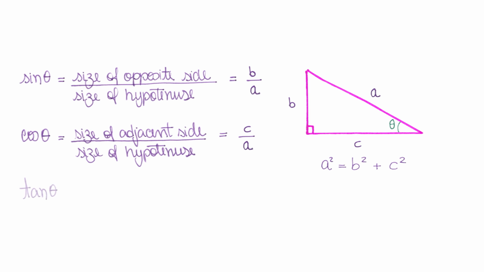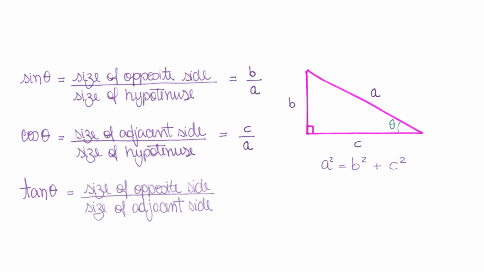There's also the tangent of theta, which is the ratio between the length of the side opposite to the angle and the one adjacent to it. It's also good to know that the tangent of theta is the ratio between the sine and cosine of theta.